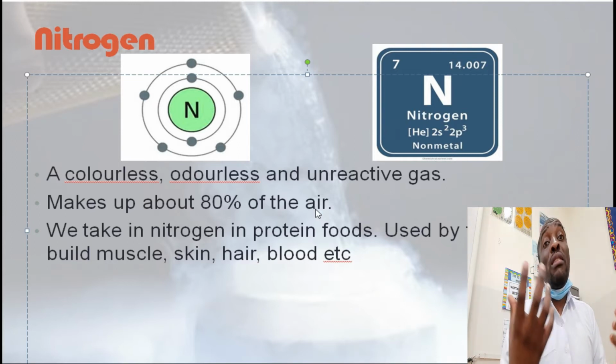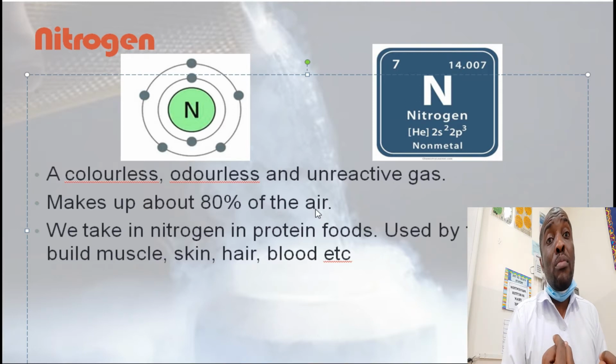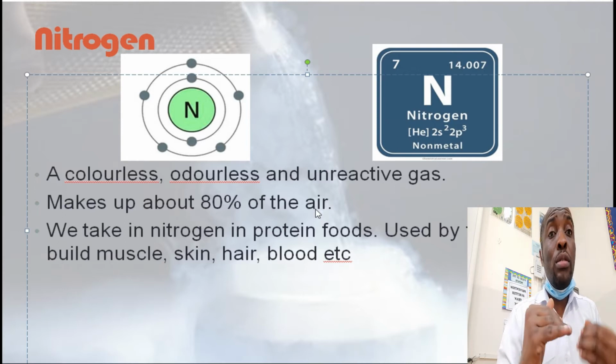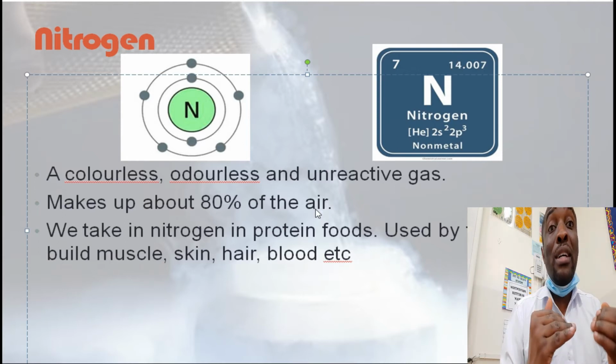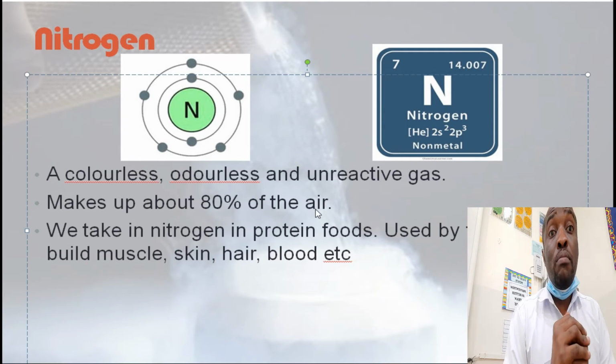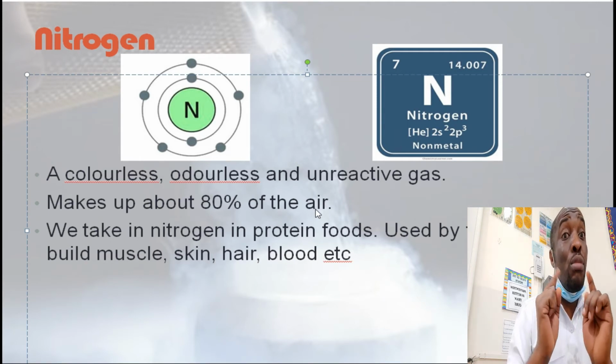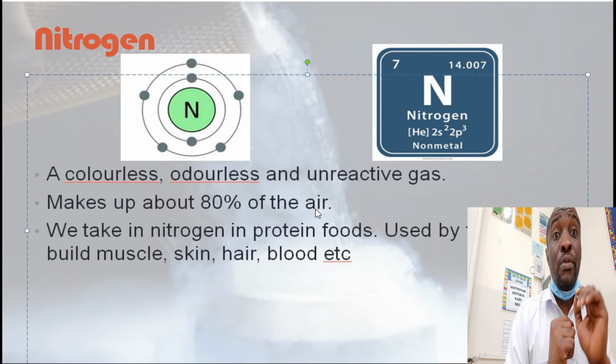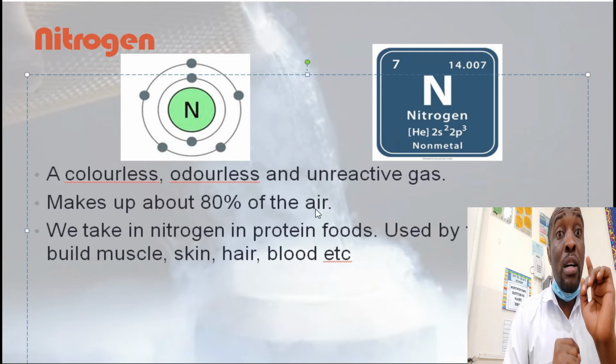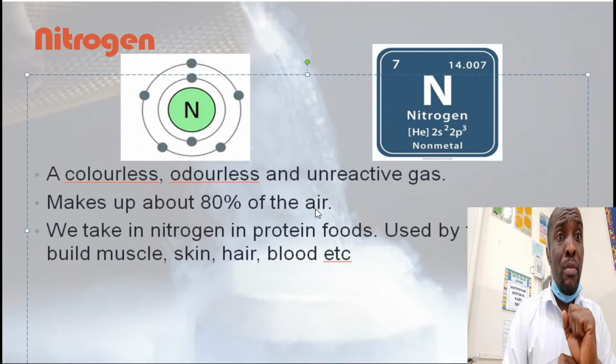And we generally consume nitrogen from protein foods. And that is thanks to amino acids that make up proteins. Remember, the amino acids are the monomers of our polymer protein. Now, what do we mean by that? Let us look at some amino acids.